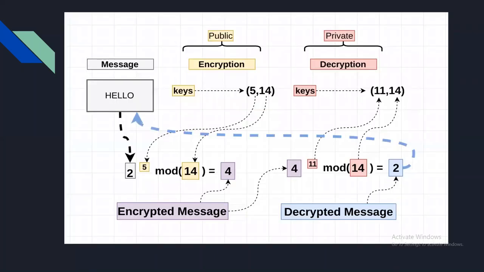So this is my message, hello. Using the encryption keys, it's converted: hello is 2 raised to the power 5, because there are 5 letters in hello. So 2 raised to the power 5, mod 14, gives me 4, that is the encrypted message that will go to the decryption side, and over there it's vice versa. 11 mod 14, so that is converted back to 2.